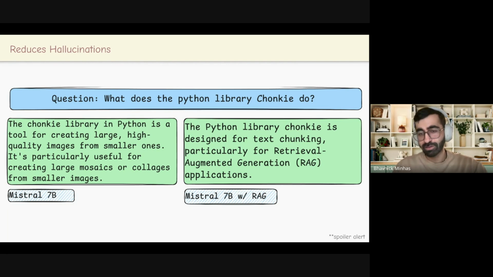And on the right side, we see Python library Chonkie is designed for text chunking, particularly for retrieval augmented generation applications, which is correct. So that's one way to reduce hallucination. You pass in some information. Of course, you only see the question here.